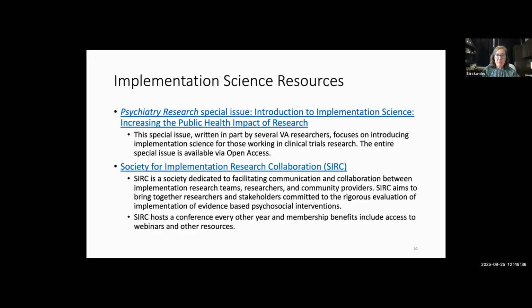There's also the Society for Implementation Research Collaboration, or SIRC. So I'm a past president of SIRC, so I'm a little biased. It's a great organization. We have an every other year conference. It's a lot focused on biopsychosocial interventions, but it doesn't have to be those things. And at one point we had members from over like 25 countries. So we have some good representation of international folks. And it's fun. We have a fun time. I think our next conference is in September of 2026.